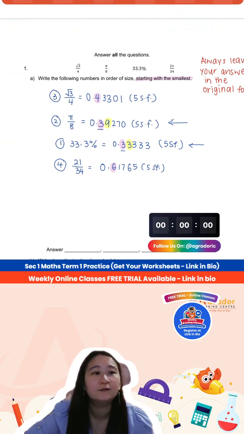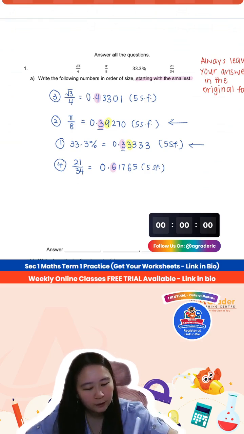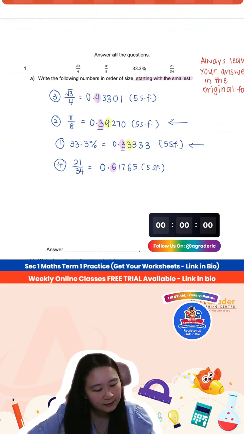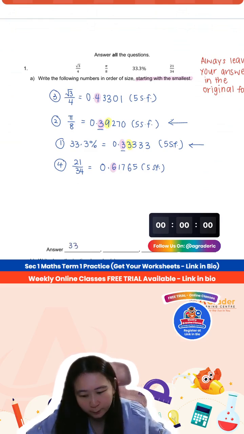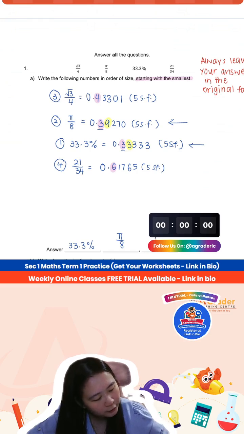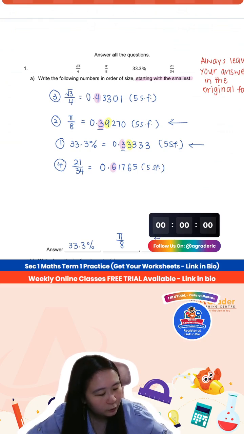Okay, always remember to leave your answer in the original form. So even though we convert to decimals, we don't write our answer in decimals. We write in the form that they give us. So the first one is 33.3%. The second one is pi over 8, followed by square root 3 over 4, and lastly 21 over 34.